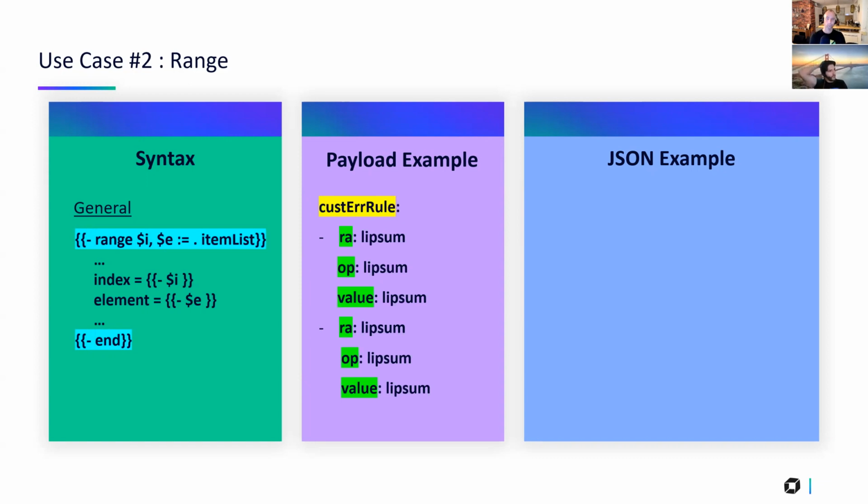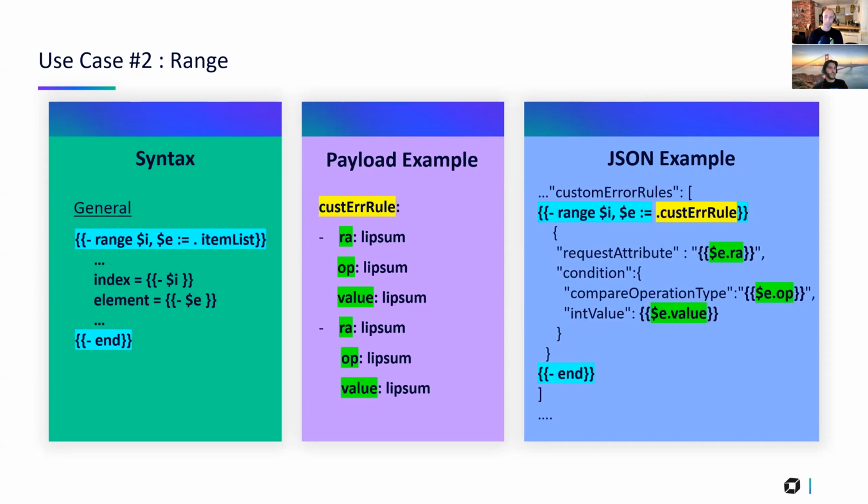So let's say we have this payload as an example. We have a dictionary, custom error rule, of key value, or a list of key value pairs. And then looking at the JSON, we're ranging over that list. We then have the key value pairs. And so for every new list, you'll have a resulting dictionary in your JSON output.